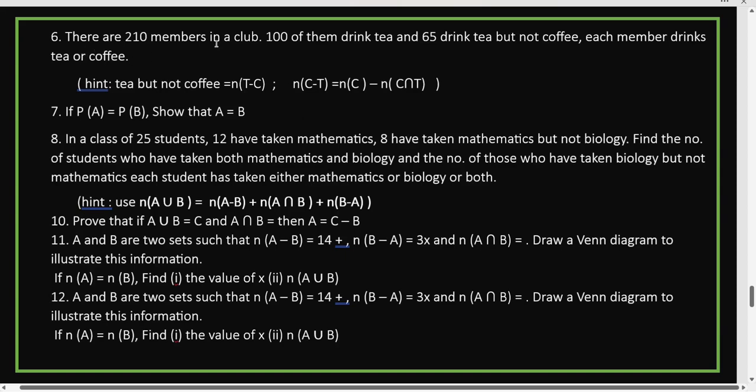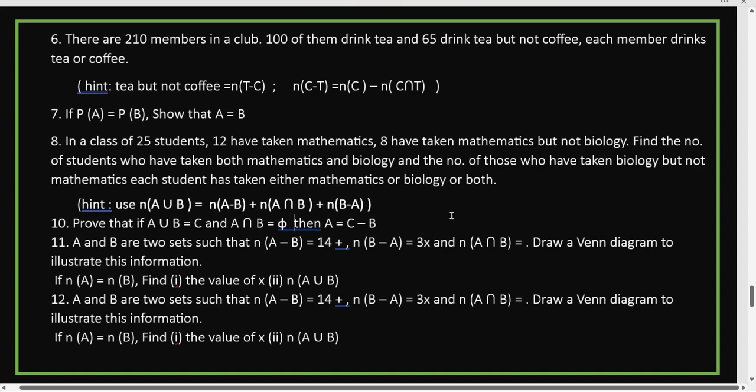Next one: there are 210 members in this group, and I have given some hints. You can write tea but not coffee as T minus C, and use this relation: C minus T, and C intersection T. You can just verify this with your Venn diagram. It is very easy, but use this relation and easily get the answer. And this is another: if P(A) equals P(B), show that A equals B. Power set A equals power set B, so show that A equals B.